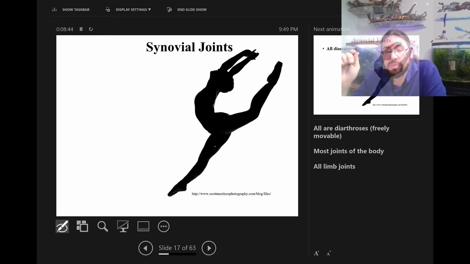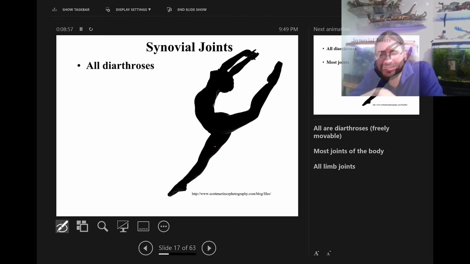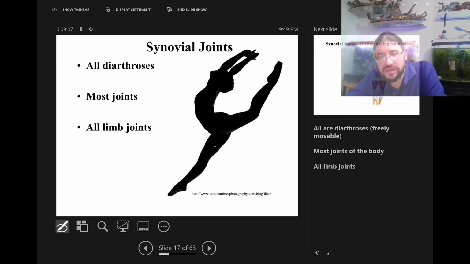So the synovial joints are all diarthrotic. That means these are fully movable joints. These are basically all the joints of the appendicular skeleton, which means that it is most joints in the human body. So all limb joints, appendicular skeleton. So there you go. Not too terrible.